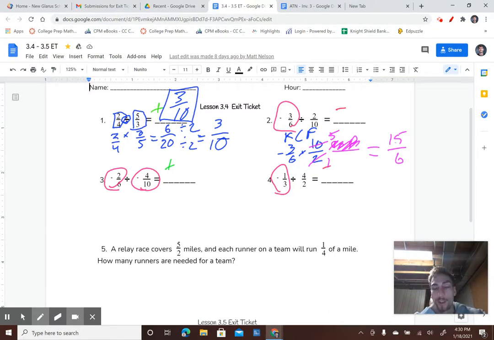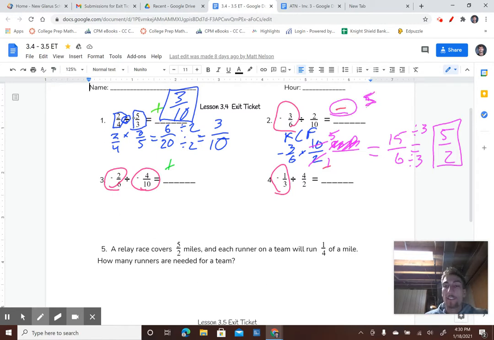And wait a second. Isn't there a number that goes into both 15 and 6 here too? 3. So if I divide both by 3, then I'm going to have 5 over 2. And now I'm in the simplest form. And since it's negative, it's going to be negative 5 halves.